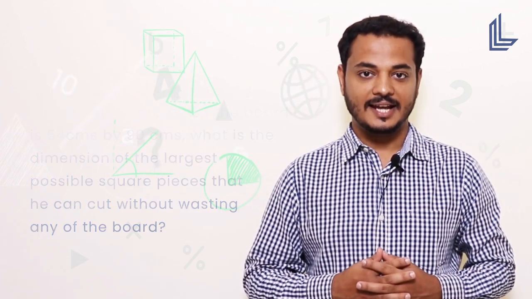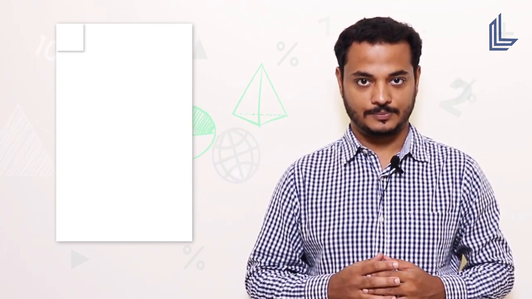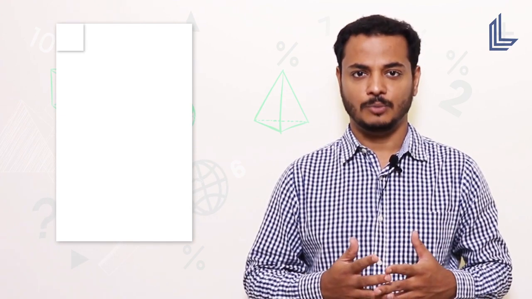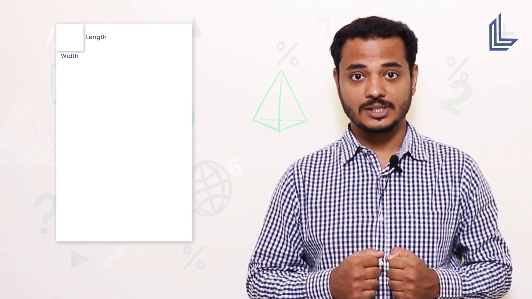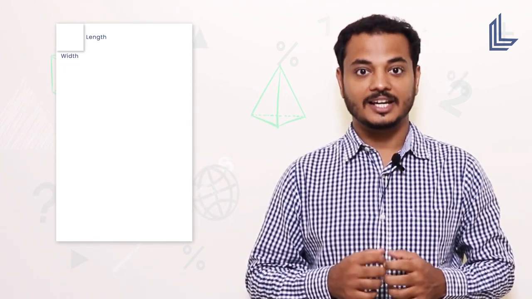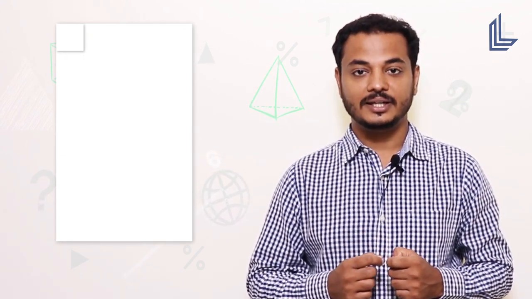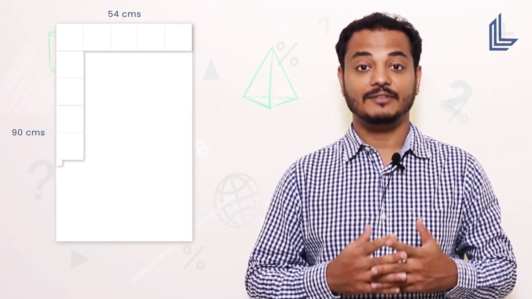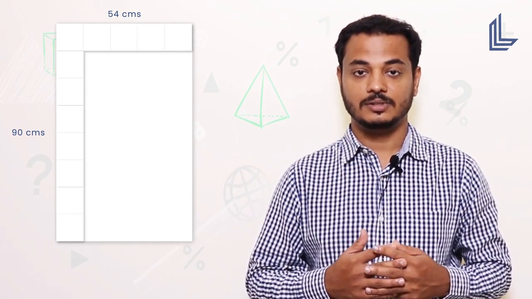The question states that Adarsh wants to cut a rectangular cardboard into identical square pieces. What does this mean? It means that he basically has to cut the board into pieces that are equal in length and width. And he has to do this without wasting any of the board. What does this mean? It means that he has to choose a side length that will divide evenly into 54 and 90.